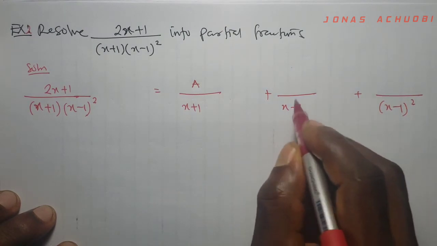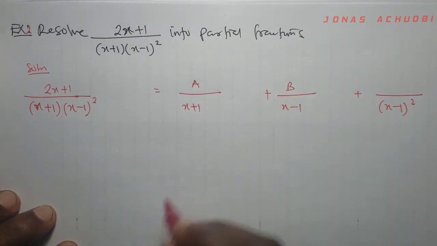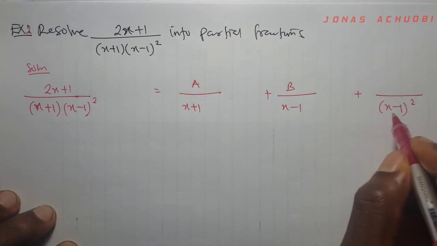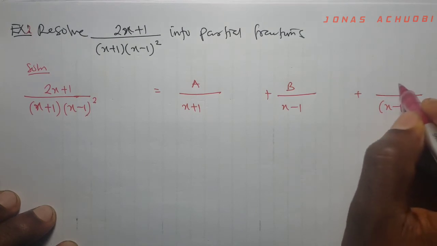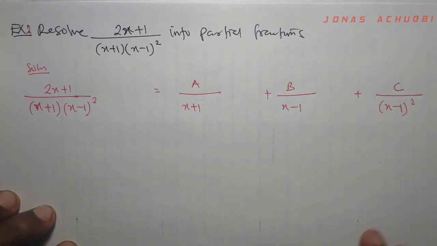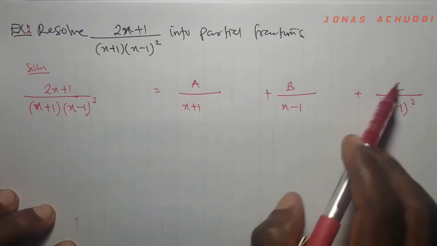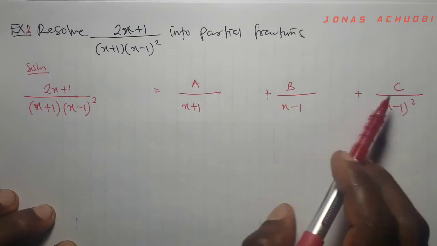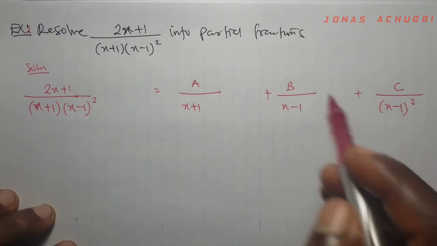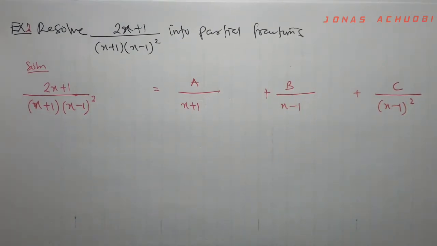This again is degree 1, so what should be up is degree 0, b. This again is linear, or degree 1, so what should be up is degree 0, c. It's as simple as that. After doing this, we now proceed to find the values of a, b, and c. And once those values are obtained, we'll come back to this line and substitute the values for a, b, and c.